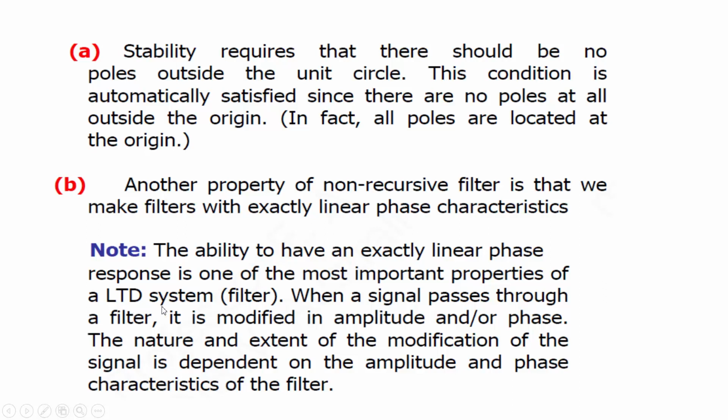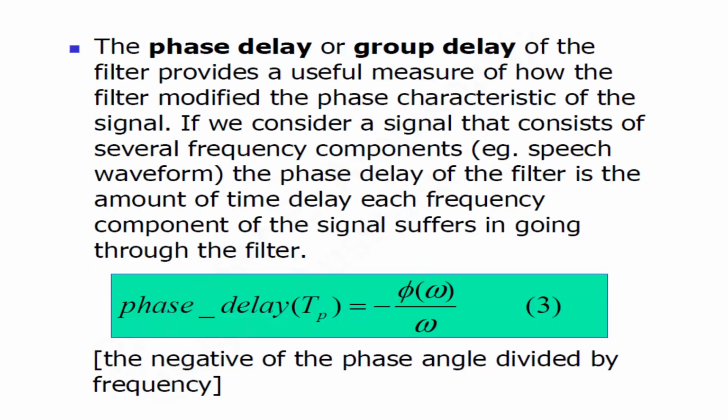linear time system. When a signal passes through a filter, it is modified in amplitude or phase. The nature and extent of the modification of the signal is dependent on the amplitude and phase characteristics of the filter. So once a signal passes through the filter, the amplitude and phase will be modified. Now let's look at what is phase delay. When we say that it is having linear phase, what is the actual meaning of the system having linear phase?